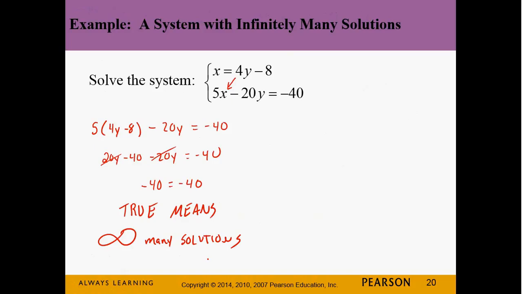Now, in the homework, they may ask you to write this in set builder notation. If they do, it's just the set of all ordered pairs such that either one of these lines, x equals 4y minus 8, or you could write it as 5x minus 20y equals negative 40. It's the ordered pair such that that line is true.